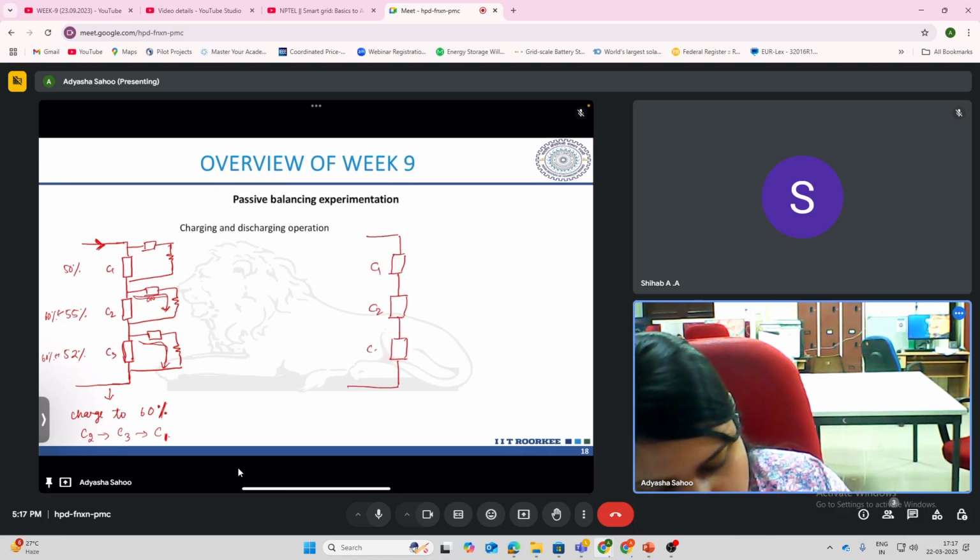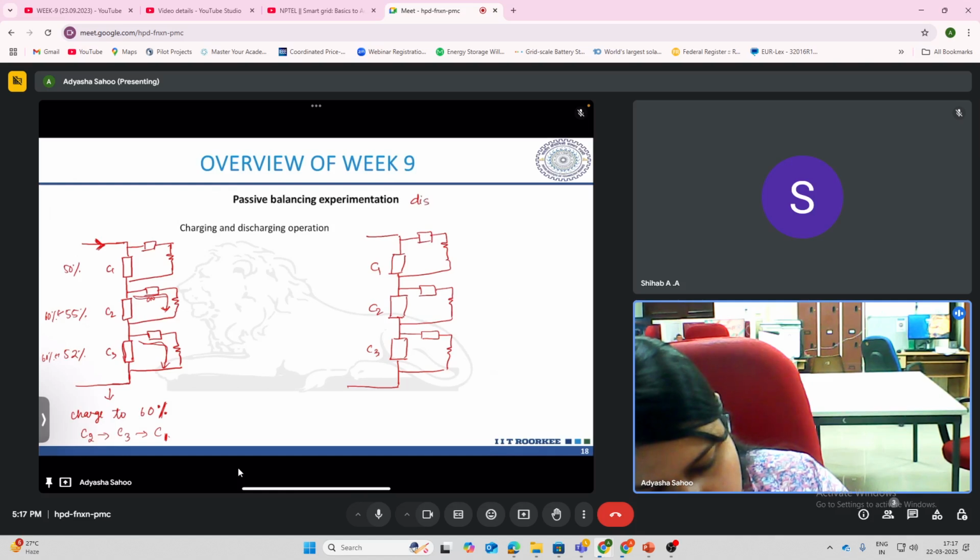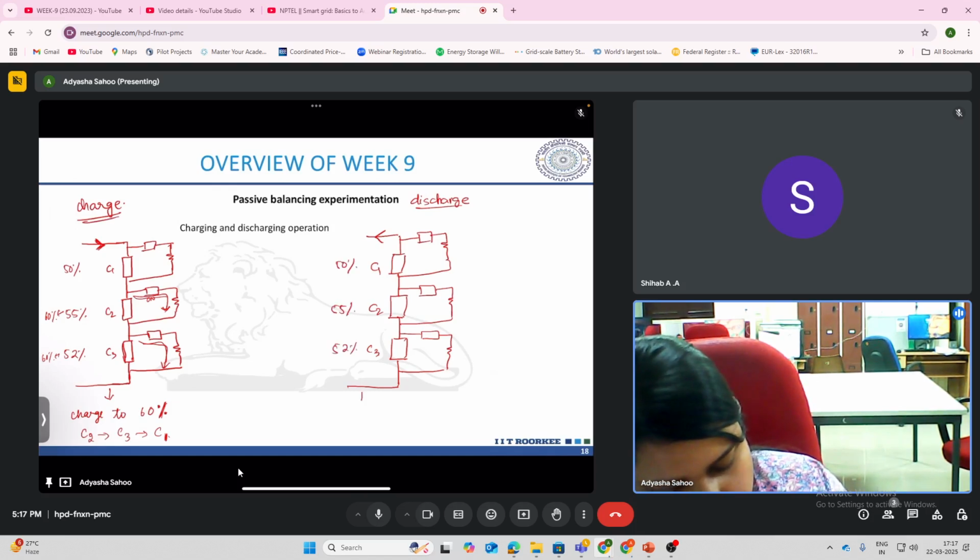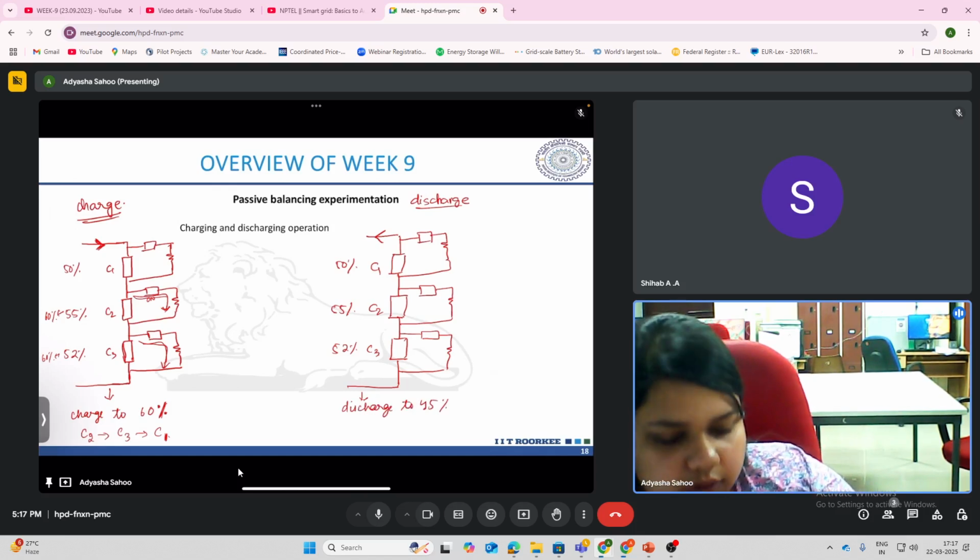So C1, C2, C3. This is discharge, so the direction will be this side. This is charge. So let's say similarly, this is at 50%, 55%, 52%. And let's say you are trying to discharge till 45%. So now what will be the sequence here?